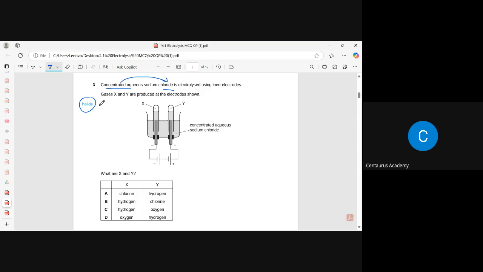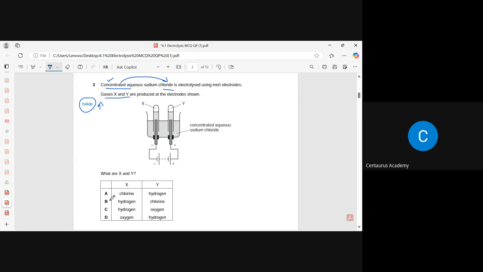This means that the halide ions are present in greatest quantity as compared to the hydroxide ions. And whenever you have concentrated halide, be it chloride, fluoride, bromide, iodide, anything, if it is a concentrated solution, this means that the halogen has the tendency to be deposited. This is the rule of electrolysis, when we're using inert electrodes.